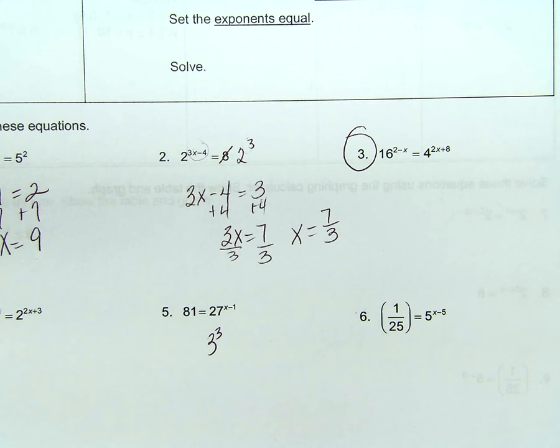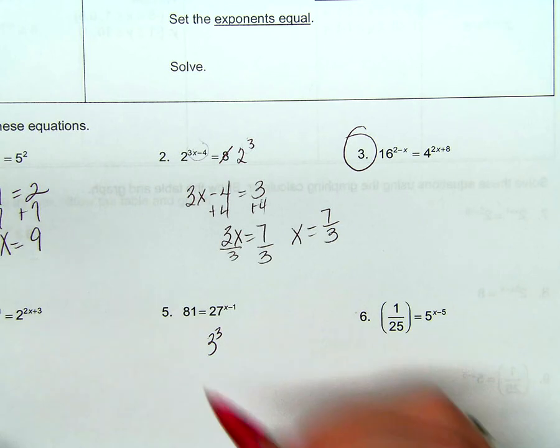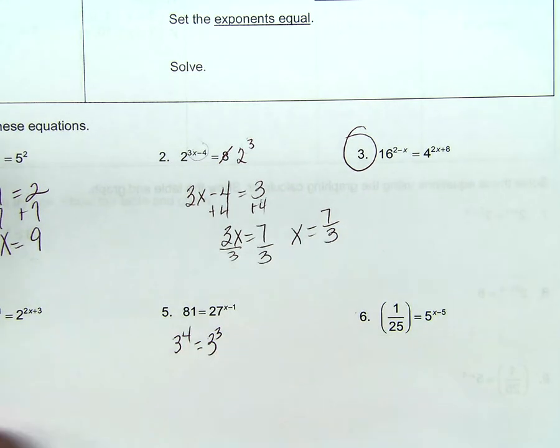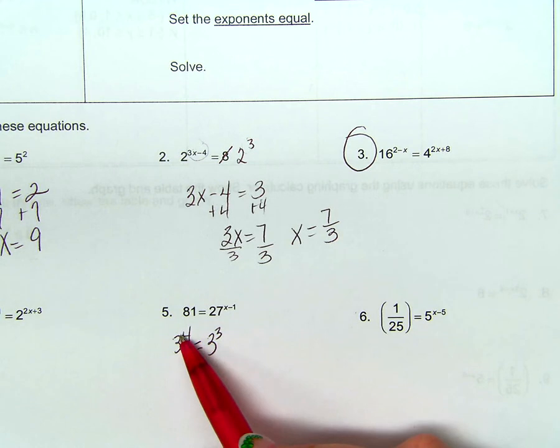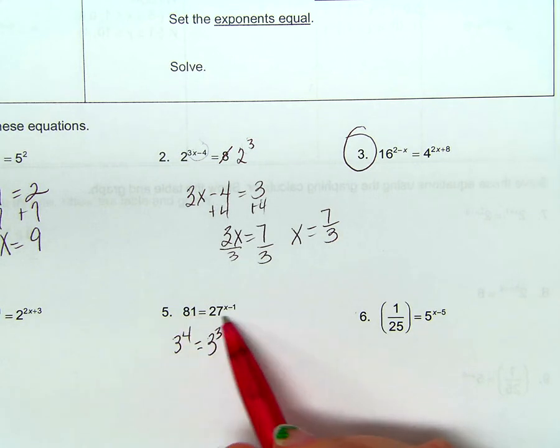What's 3 to the 9th? Not 81, no. How do I write 81 as 3 to some power? 3 to what power equals 81? 3 to the 4th. So 3 to the 4th is 81, and 3 to the 3rd is 27.